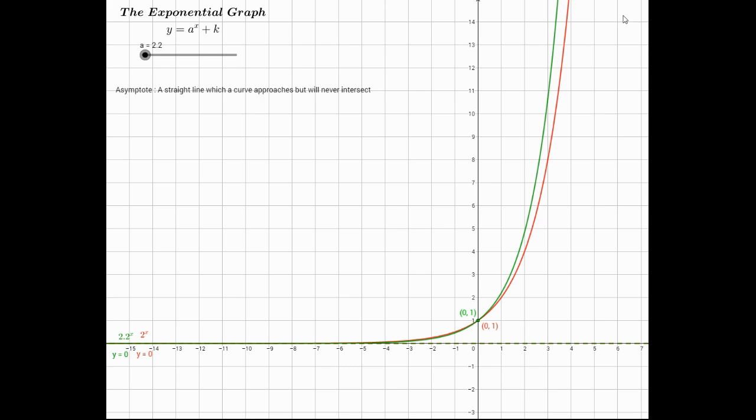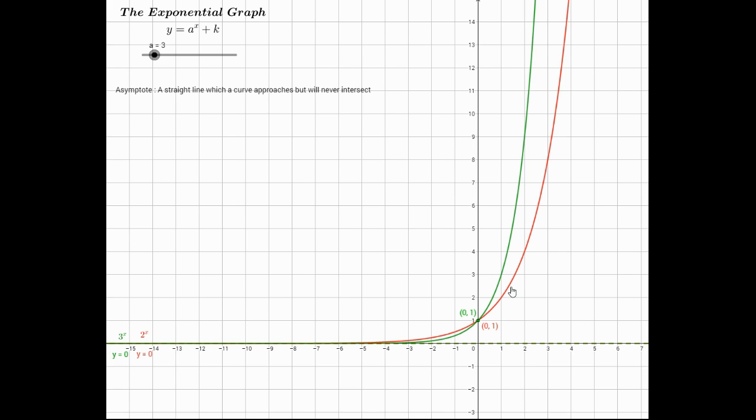Let's move it again. There we go. So as you can see, the higher the base is, the steeper the curve is compared to what it was originally. There it is, 2.4, 2.5, 2.6, 2.7 to the power of x, 2.8 to the power of x, 2.9 to the power of x, and 3 to the power of x. As you can see, there's a drastic change. It's become much steeper than it was originally.